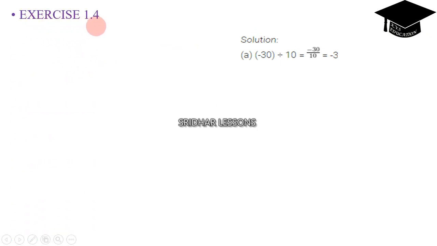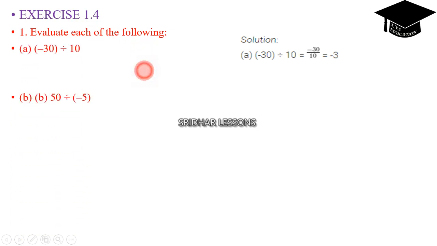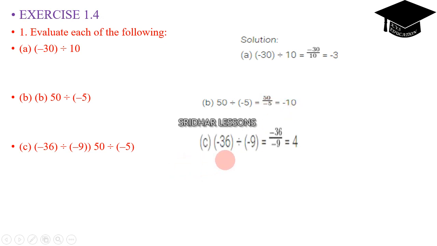We will see exercise 1.4. Evaluate each of the following. First question: minus 30 divided by 10. Solution: minus 30 by 10 is equal to, upon cancellation, minus 3. For question B, 50 divided by minus 5, upon cancellation, is equal to minus 10. Minus 36 divided by minus 9: the minus signs cancel, 9 goes into 36 four times. So the answer is plus 4.